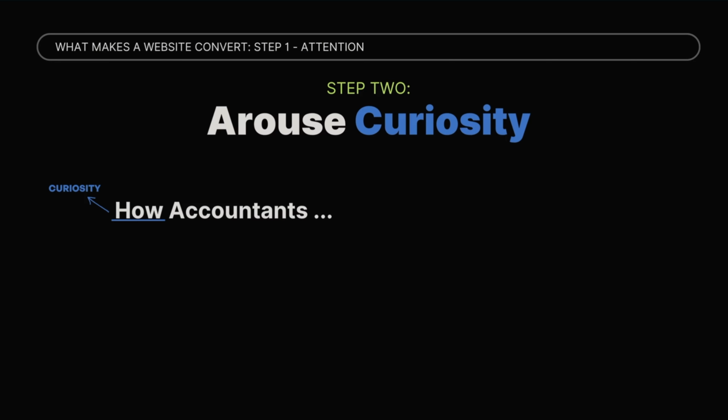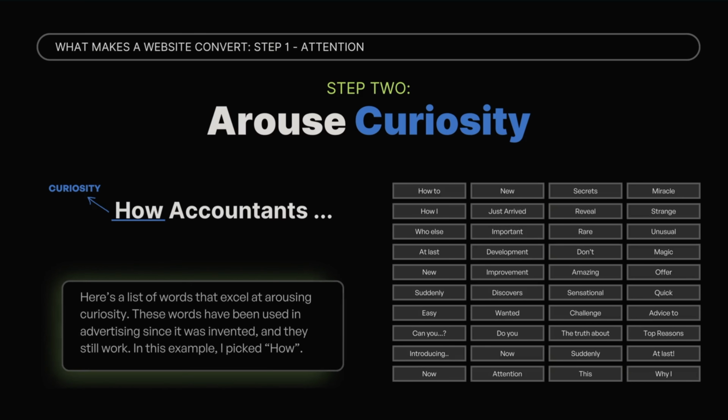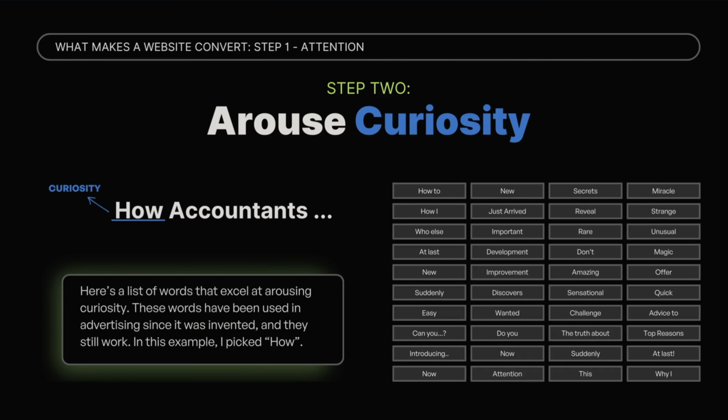Step 2. Arouse curiosity. Here's the list of words that you can use to call for attention by generating curiosity. These words have been used in advertising since advertising became a thing. Each and every one of them excel at generating curiosity. I picked how from the list. I'm going to pause the slide for a bit so you can take notes or make a screenshot.